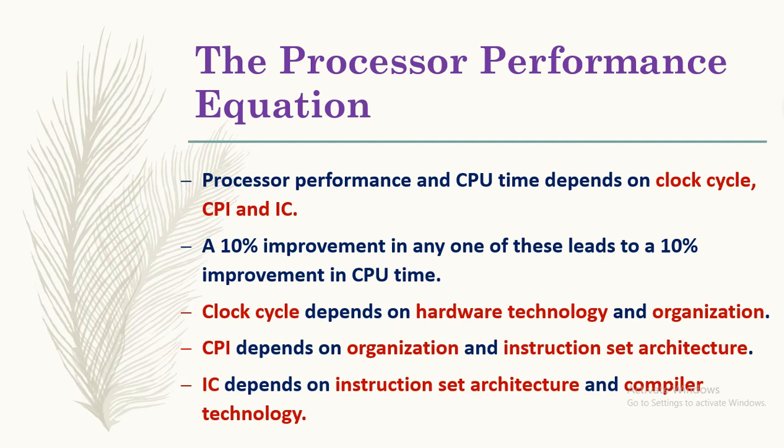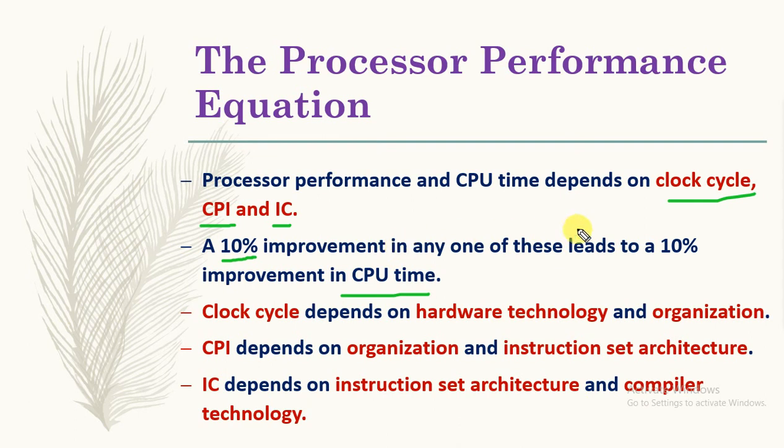The processor performance and CPU time depend on clock cycle, as per the previous formula. The performance and CPU time depend on the clock cycle, the cycles per instruction and the instruction count. Now a 10% improvement in any one of these leads to a 10% improvement in CPU time. So here also, if you apply the previous Amdahl's law like structure, clock cycle into CPI into IC is the formula for finding the CPU time.